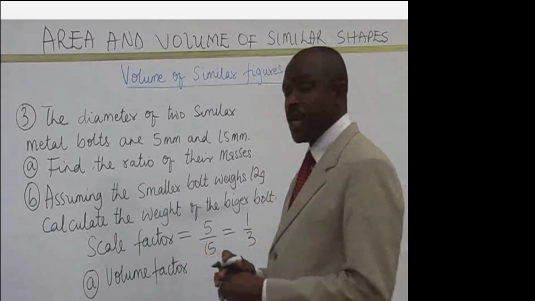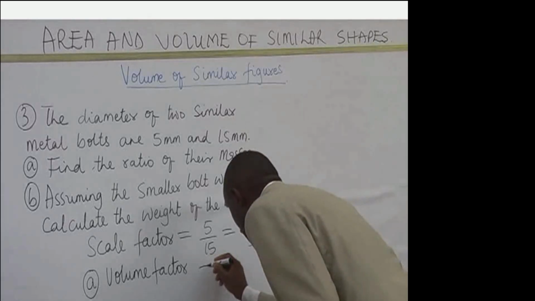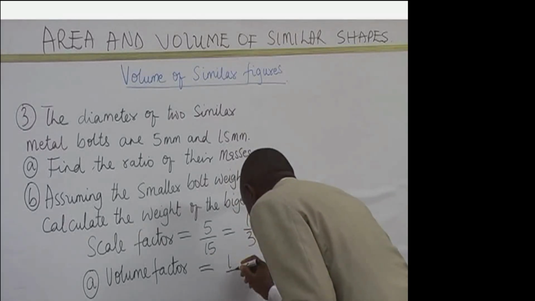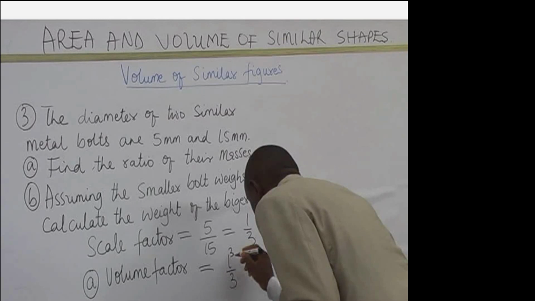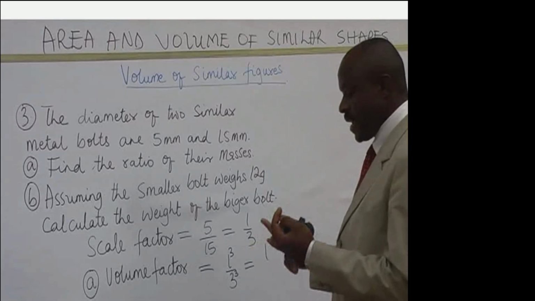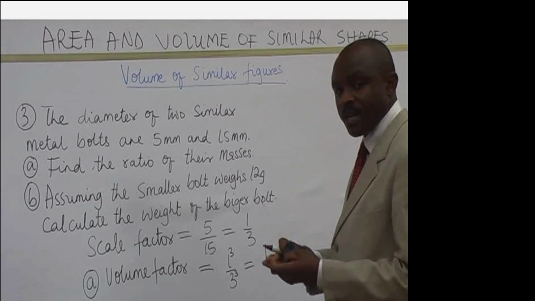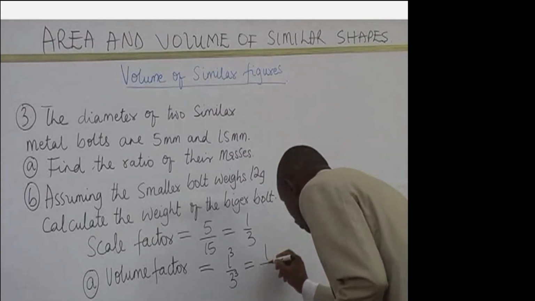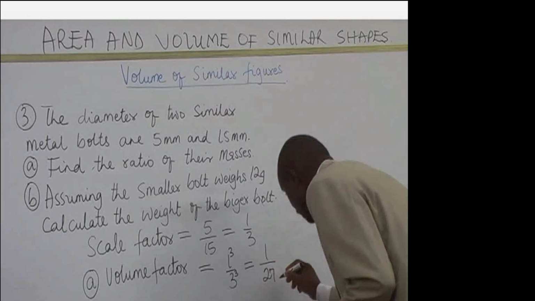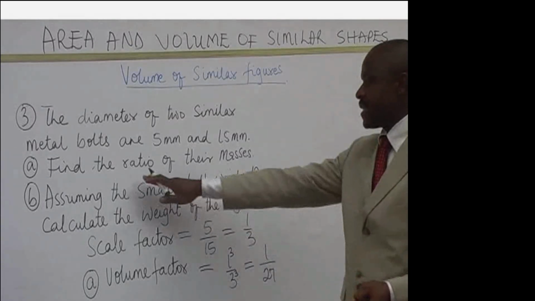Volume factor is the cube of the scale factor. It's going to be 1 all over 3, so 1 cubed all over 3 cubed. And it's going to be 1. 3 cubed means 3 times 3 times 3. 3 times 3 is 9. 9 times 3 is 27. So we have 1 all over 27. If you write this fraction in ratio form, it has answered question number A.